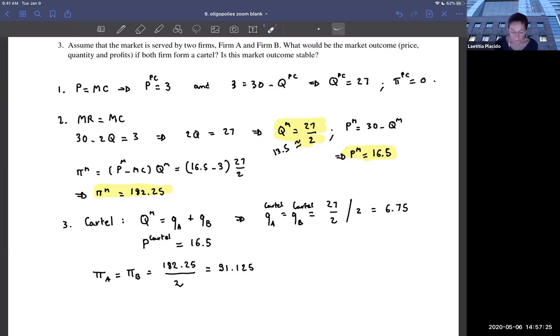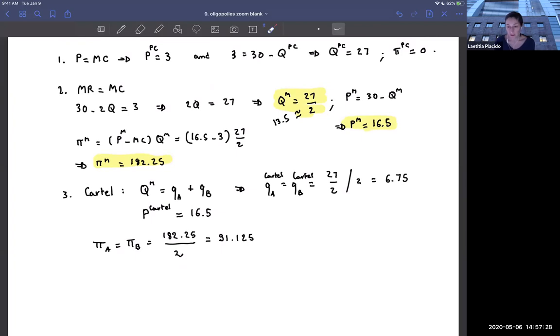So in general, cartels are not observed in the real world for at least 2 reasons. The first reason is that cartels are illegal, okay? Why are they illegal? Because cartels are an artificial way to restrict the quantity produced on the market, to restrict the quantity available on the market. And so this pushes the price to a high level, okay? And the antitrust authorities don't want that, okay?